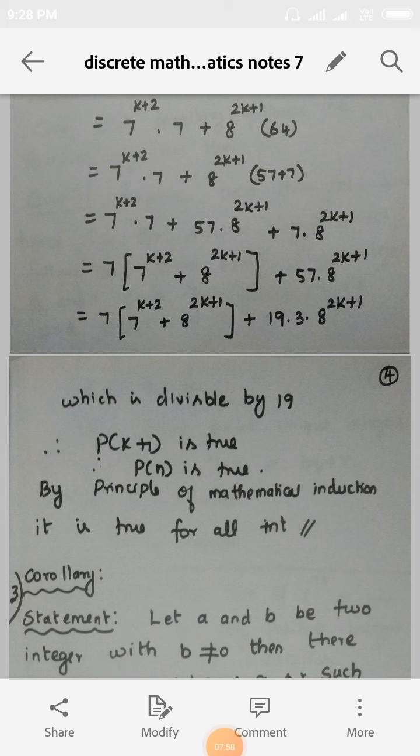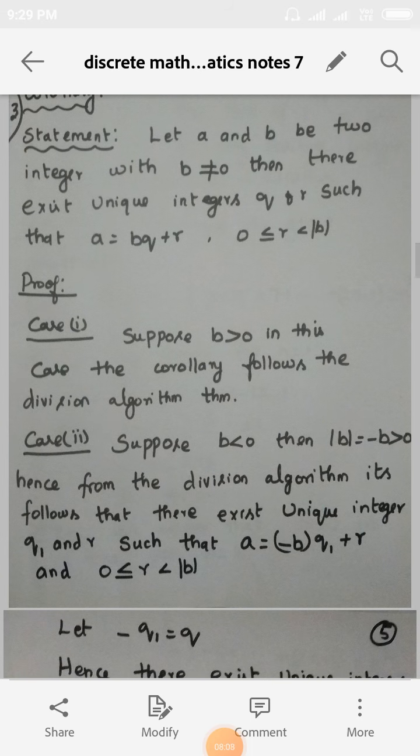Therefore, P of n is true for all the positive integers. Therefore, by the method of principal induction, it is true for all the integers. Right. Next one. See the next corollary.